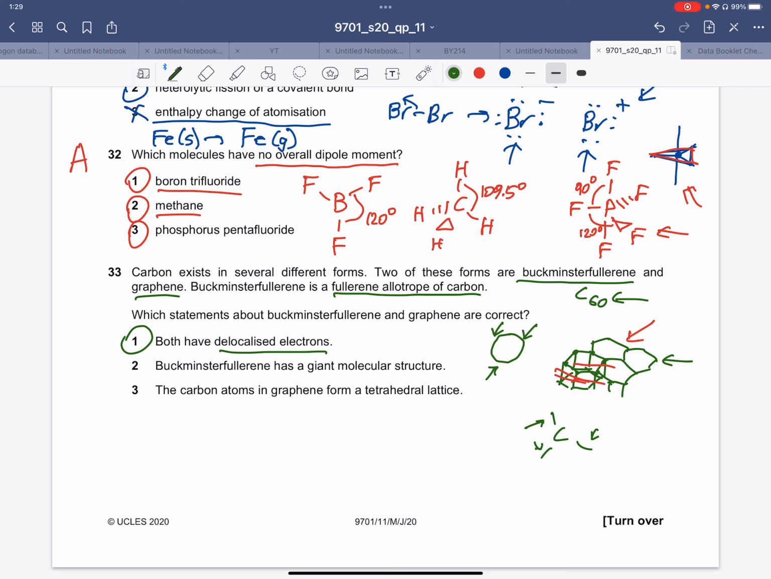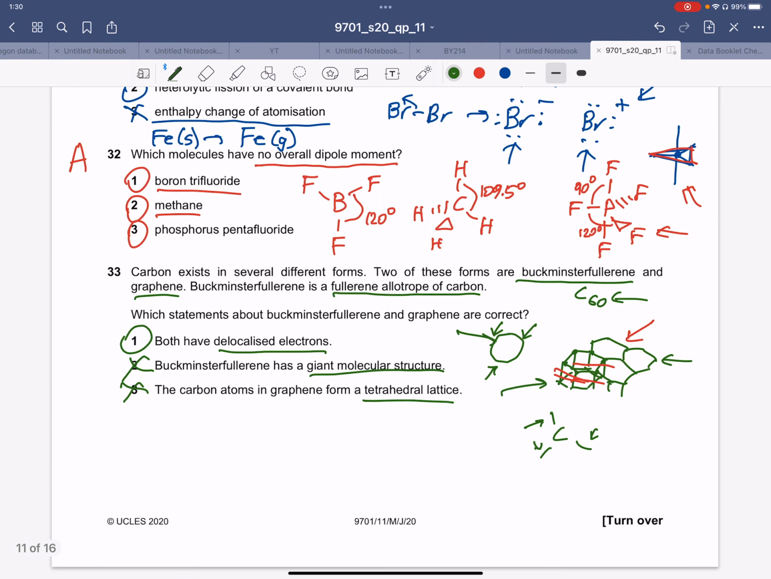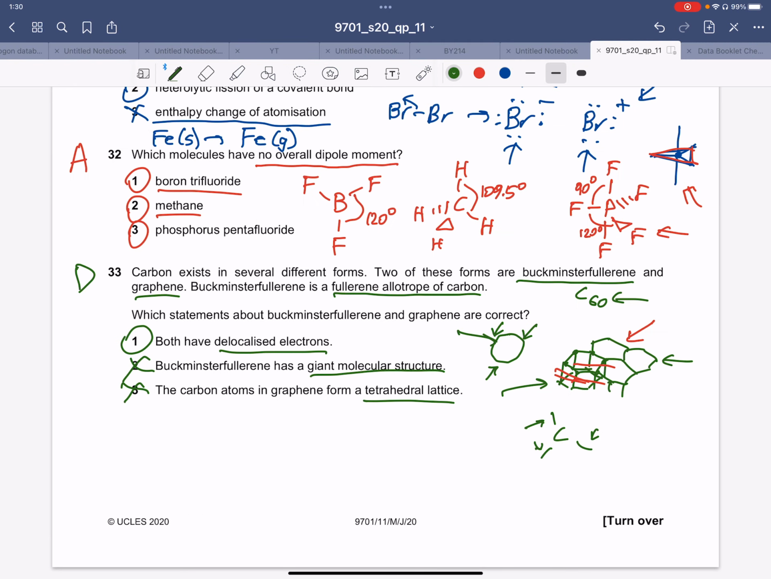So Buckminster fullerene has a giant molecular structure. That is incorrect because, again, it forms a network of covalent bonds, so it can't really be a giant molecular structure. The carbon atoms in graphene form a tetrahedral lattice. We also just showed with this picture that that is indeed not the case. It's not tetrahedral. It's really more like a honeycomb structure from bees, but at the same time just laid out in a really, really big sheet. So for this one, the only correct answer is actually number 1, and that means D is our answer for this question. So hopefully that makes sense.